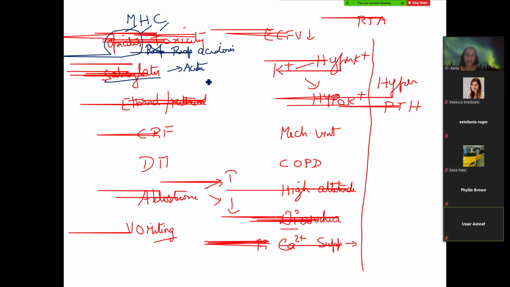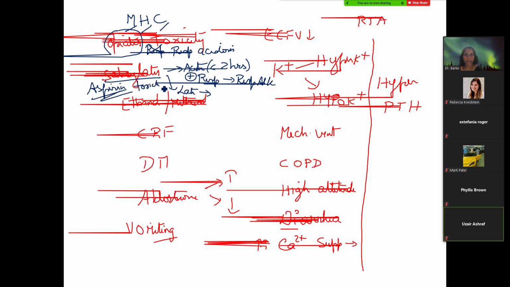Acute means immediately, say within 2 hours. So within 2 hours, what's the action of salicylate? It stimulates the respiratory center. Good. So that's why it causes respiratory alkalosis, because the person starts hyperventilating. But after a couple of hours or days, what can it do? What's the late effect of salicylate? We are talking about aspirin toxicity, salicylate toxicity.